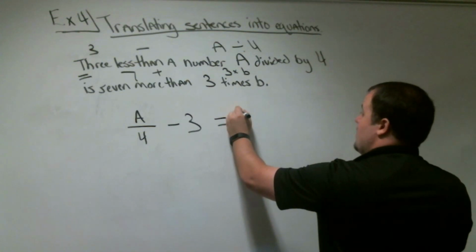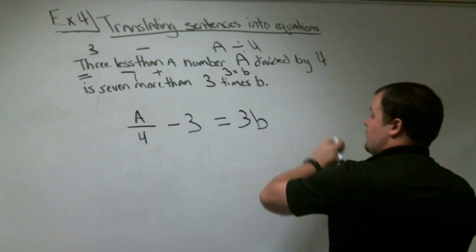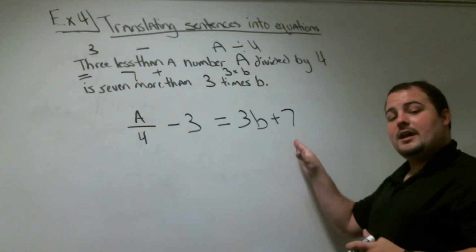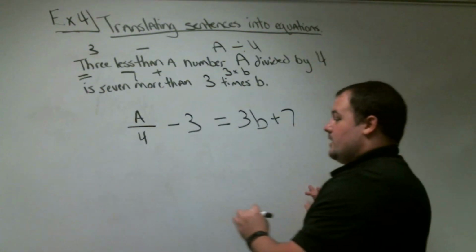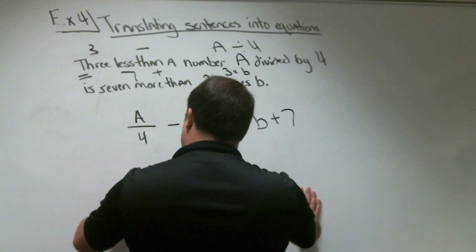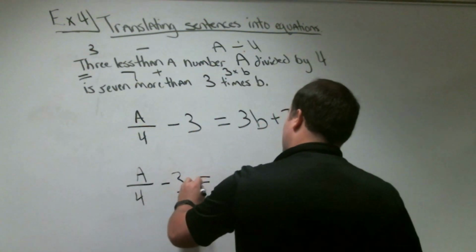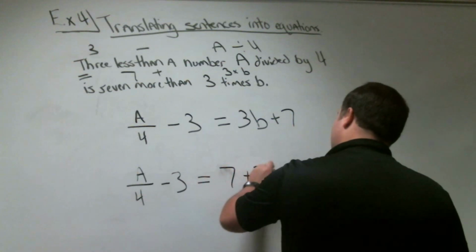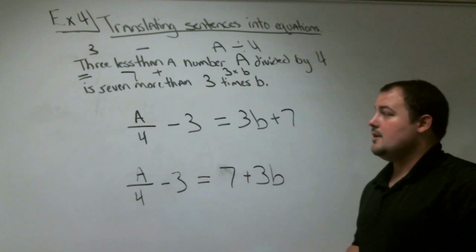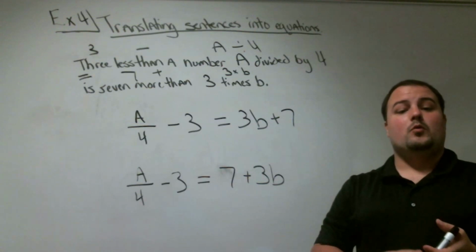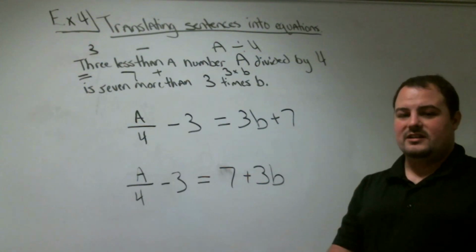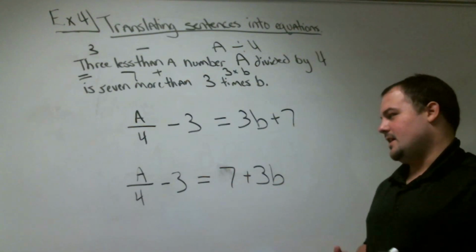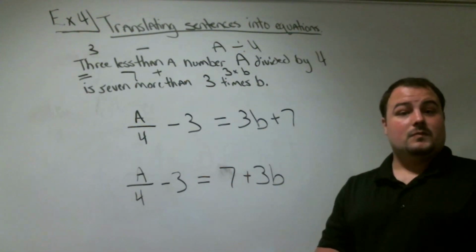So you could write 3B, because that's what 3 times B is, plus 7, because again, the words more than mean it happens at the end. But if you were to write it this way, A divided by 4 minus 3 equals, the other way would be 7 plus 3B. Again, that's okay. Whenever it talks about more than, the order in which we add numbers does not matter because that's commutative. When adding, we can move numbers around as long as they're both adding. There you go for that.